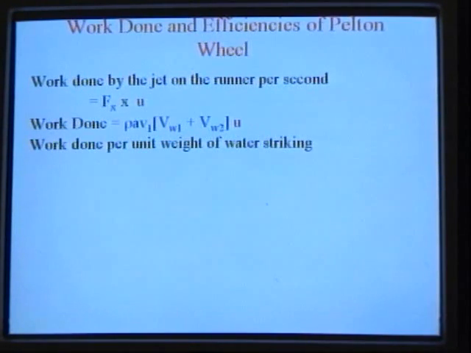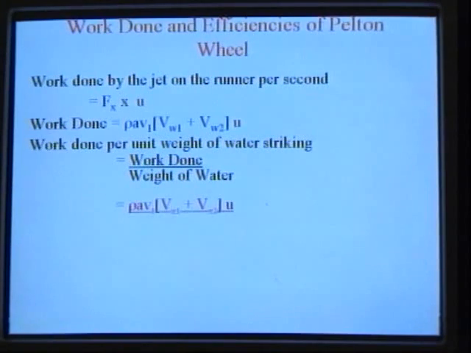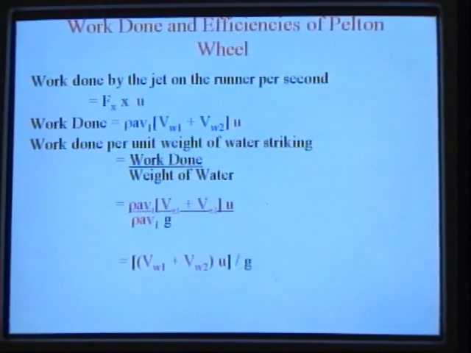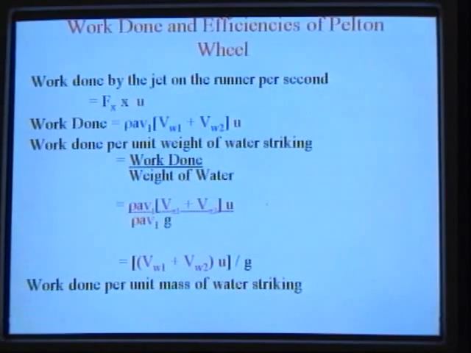Now to calculate work done per unit weight of water striking, we have to divide this work done with the weight of water. The weight of water is given as rho a v1 into g. So substituting the values, we get rho a v1 into (Vw1 plus Vw2) into u divided by rho a V1 into g. So cancelling the values rho a V1 and rho a V1, we get (Vw1 plus Vw2) into u divided by g. To calculate work done per unit mass of water striking, we get the formula as (Vw1 plus Vw2) into u.